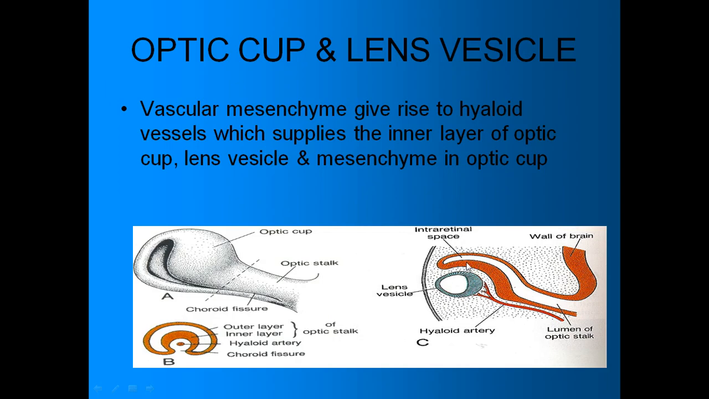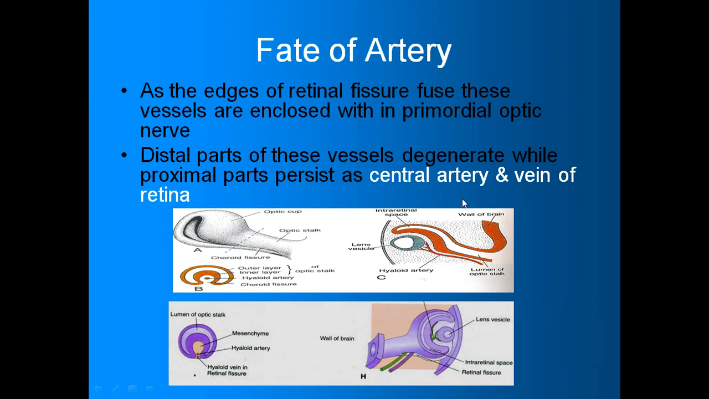This is a cut section: the outer layer of the optic cup, the inner layer of the optic cup, and the intraretinal space. In future the intraretinal space disappears. So what happens to the fate of this hyaloid artery? So that you will understand, once this lens actually becomes the true lens, because the anterior epithelium and posterior epithelium are there, the posterior epithelium proliferates rapidly to give rise to the collagen fibers.